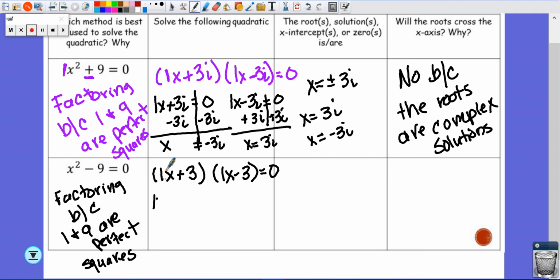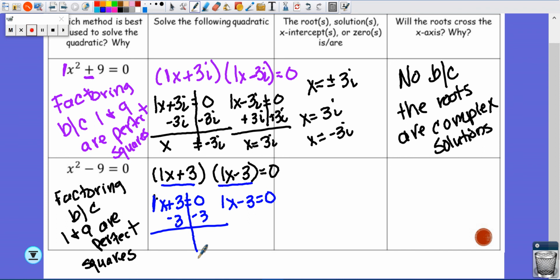I'm going to do that in a different color so you can see me working out the math. So now I do 1x plus 3 equals 0. Set this binomial equal to 0 and that binomial equal to 0. All right, minus 3, minus 3. We drop that line. Variables belong on the left. Constants belong on the right. Negative 3. And then x equals negative 3.